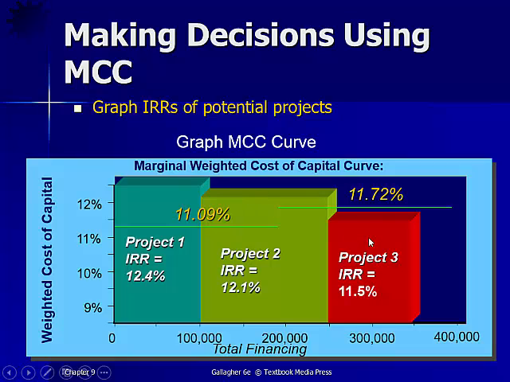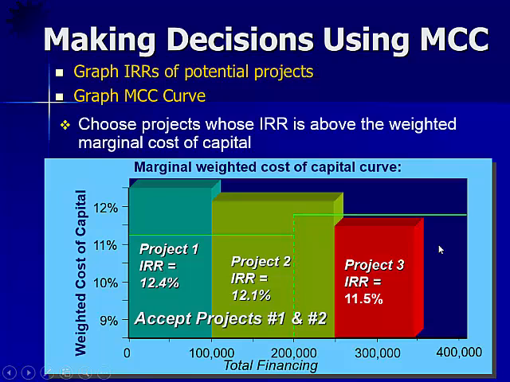Project number 3 is financed entirely with funds costing 11.72% because we've used up all the cheaper funds, and its internal rate of return is only 11.5%, so it fails to jump over the hurdle. So project number 3 is a project that we would reject. We don't want to do it. And so that is what we do with regard to projects 1, 2, and 3.